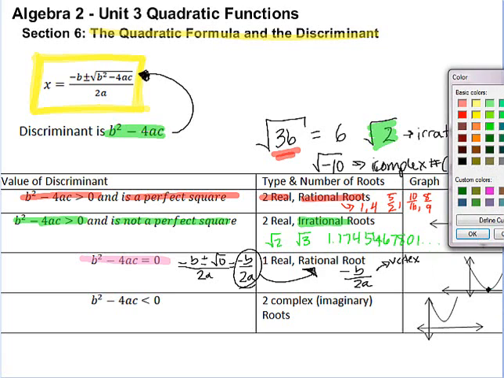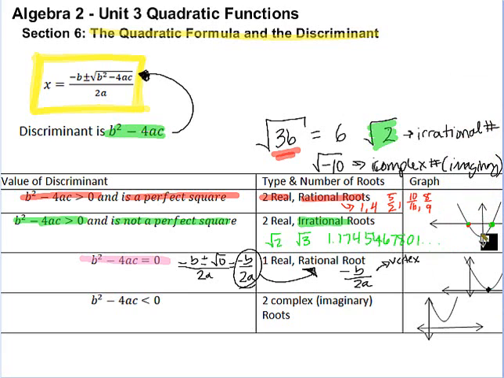And we have one last option here that we could have, and that last option is if we have a discriminant that is less than 0. If we are less than 0, we're going to have two complex or imaginary roots because we are trying to take the square root of a negative number, which we know gives us complex or imaginary solutions. What that means about our graph is we never actually cross the x-axis. Our solutions are complex or imaginary.